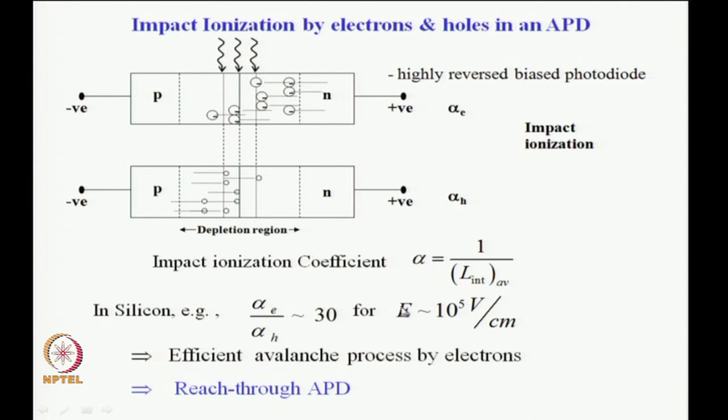The impact ionization coefficient, at a given temperature, is defined as alpha equal to 1 divided by the average distance between two successive collisions. In silicon, for example, alpha E, the impact ionization coefficient for electrons, is much greater compared to the impact ionization coefficient of holes.